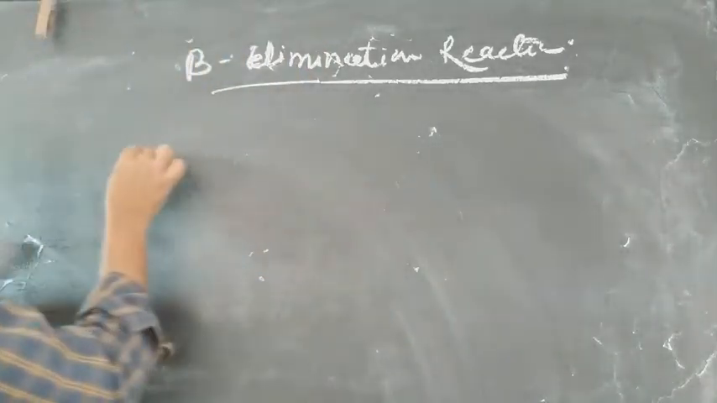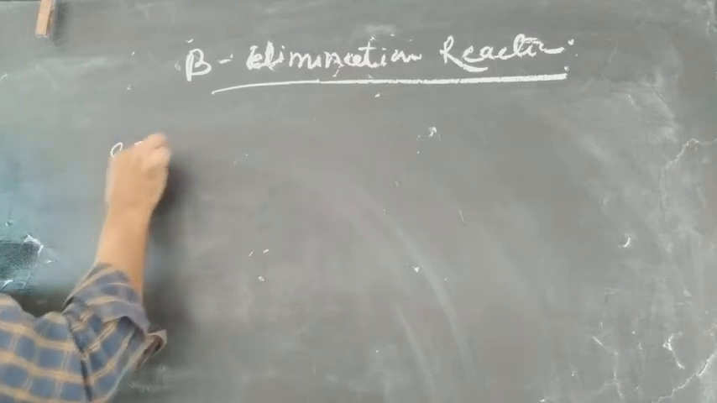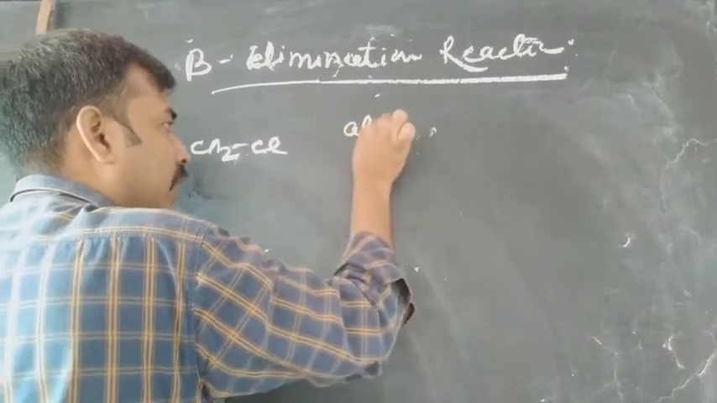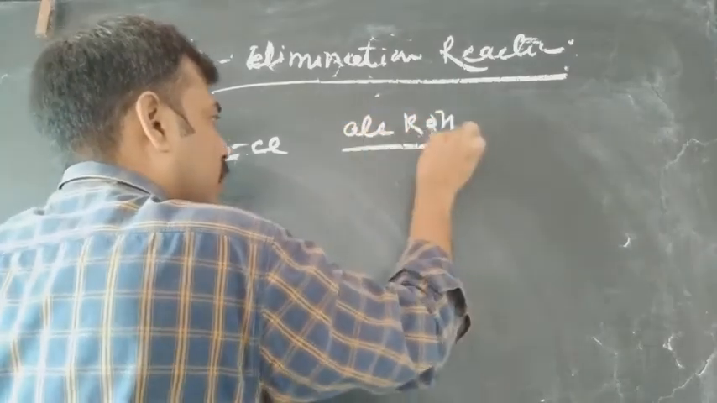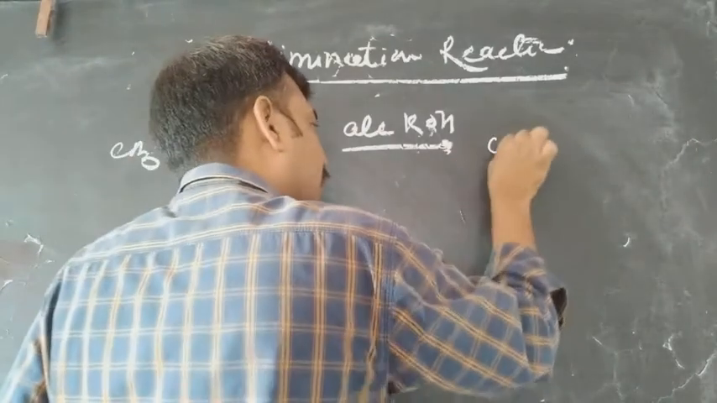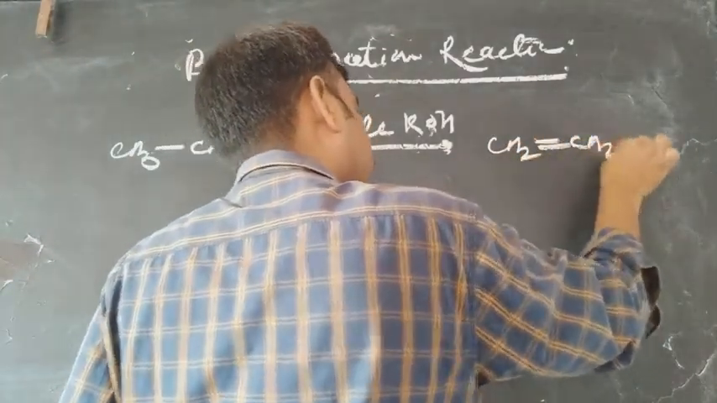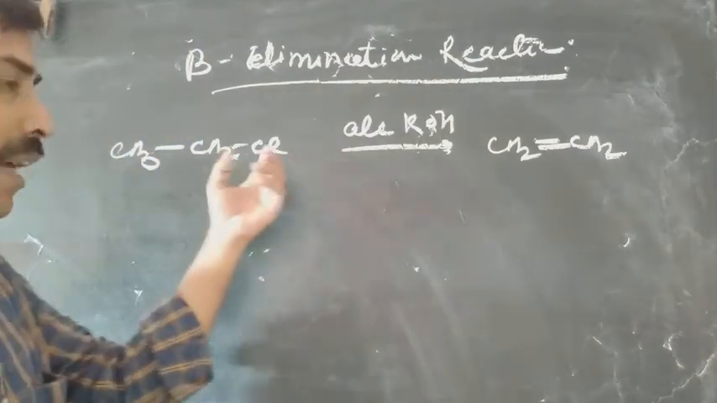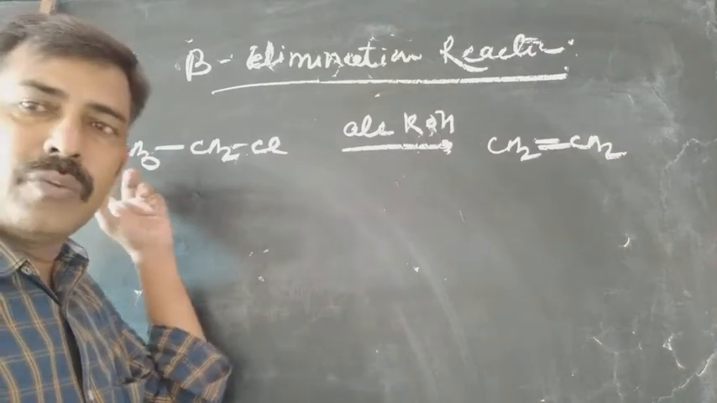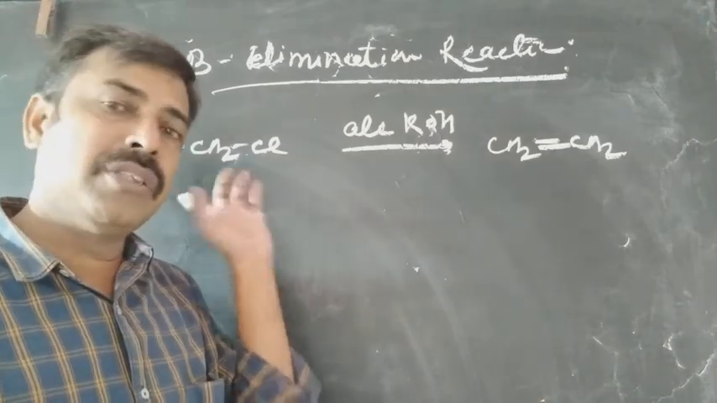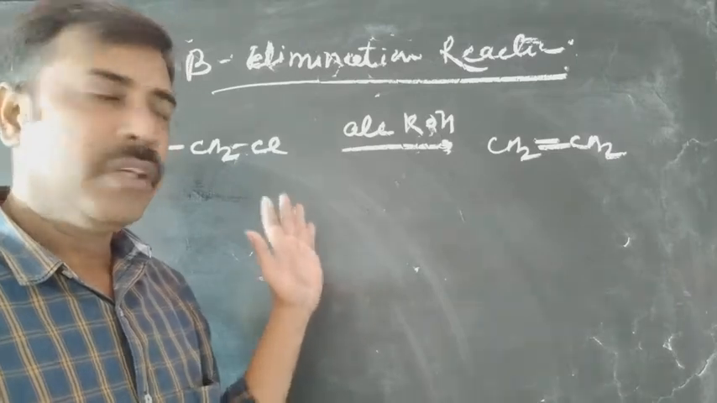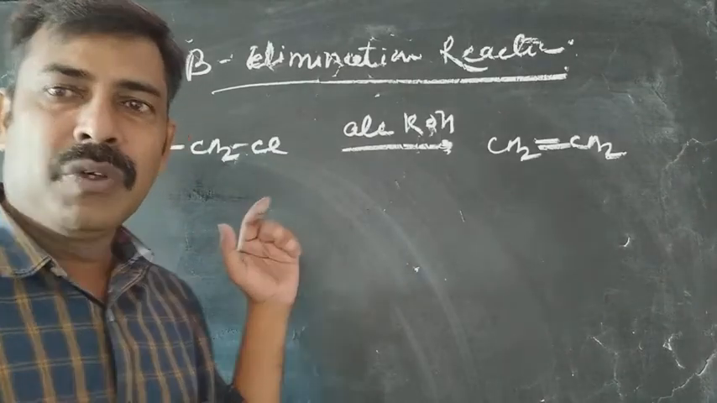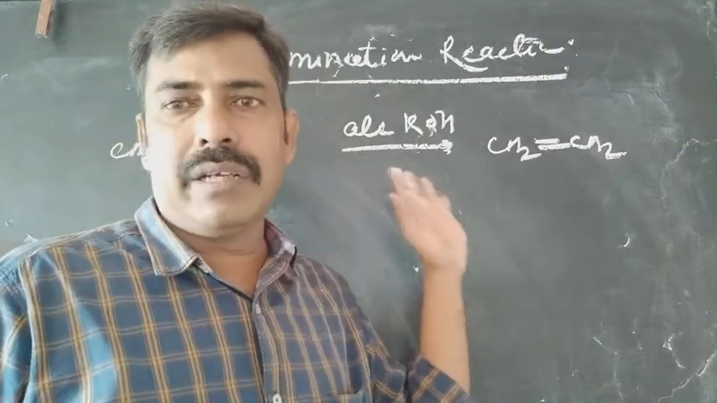Here the compound is CH3CH2Cl. When it is treated with alcoholic KOH, it forms CH2=CH2 along with KCl and water. Here you can see one halogen is eliminated with the hydrogen situated on the beta position. Then this is called beta elimination. And this haloalkane is generating a symmetrical alkene.